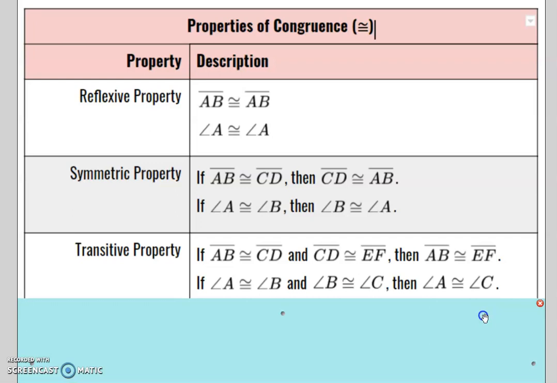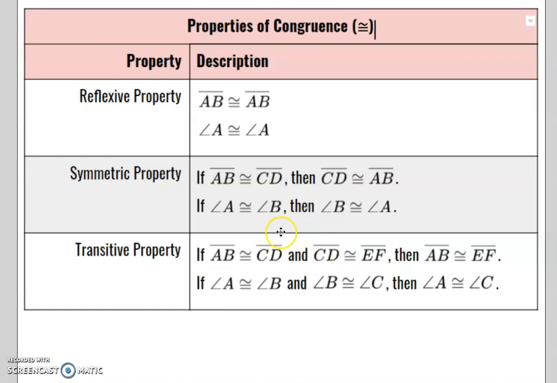Okay, same thing with angles, guys. If angle A is congruent to angle B and angle B is congruent to angle C, then I can say angle A is congruent to angle C. Okay, I love that one. It's so nice. Alright, guys, so those are the properties.